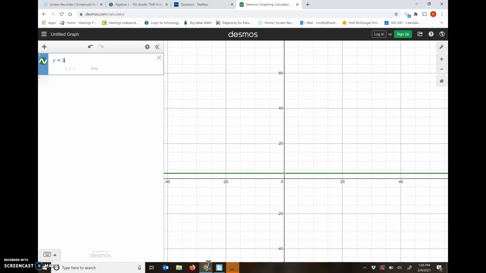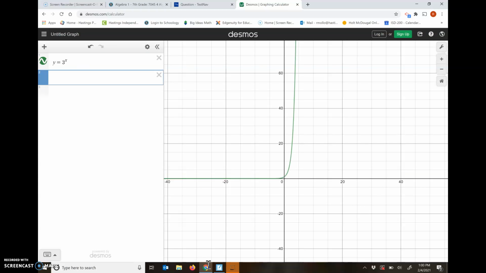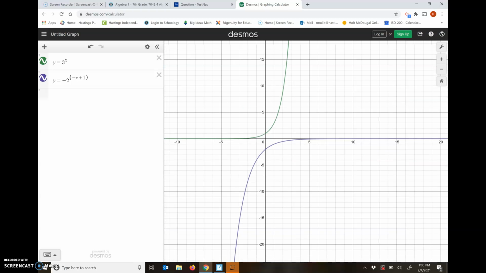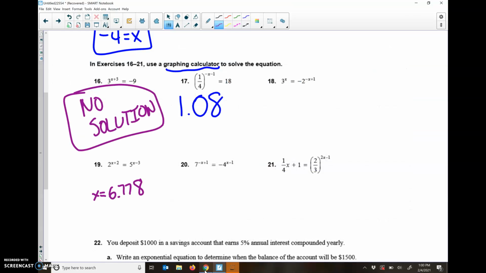So y equals 3 raised to the x power, and y equals -2 raised to the -x plus 1 power. Again, green line going up, up, up, up. Purple line going down, down, down, down, down. The only chance that they even come close to each other is right there, and you can see that they're never touching. So since they're never touching, they're never crossing, another one that's going to be a no solution.